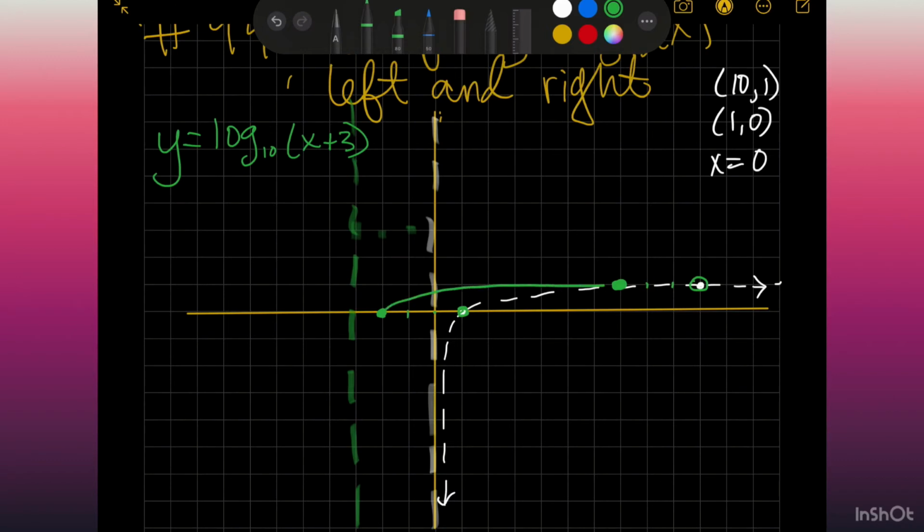And then connecting those 2 green points, increasing forever to the right, decreasing closely to that asymptote all the way, all the way to the left. There we go. That looks a little better.